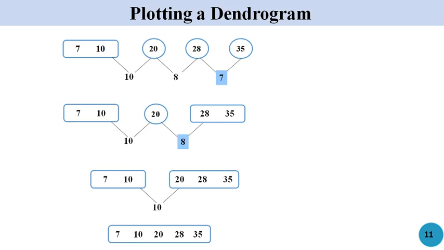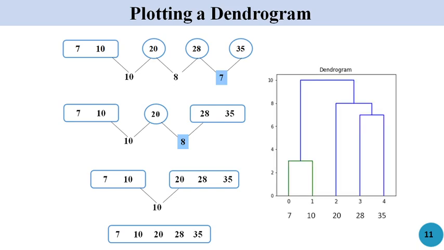Now, the final thing that we are left with is to plot a dendrogram. So on the x-axis, I'll be giving the indices of each of the samples. So since we have 5 samples, the indices will range from 0 to 4. As the first step in agglomerative clustering, what we did was, we combined the data points 7 and 10 into one cluster. 7 and 10 are represented by indices 0 and 1, and the distance between these two data points was 3, that is 10 minus 7. So on the y-axis, we can see that we have plotted it at a level of 3. So this is the first combination that occurred.